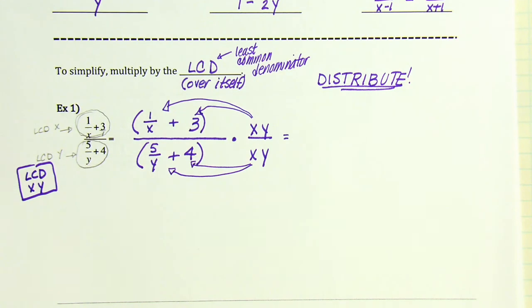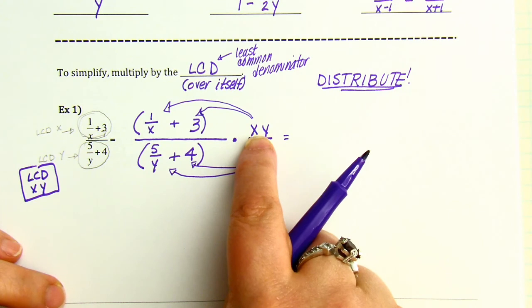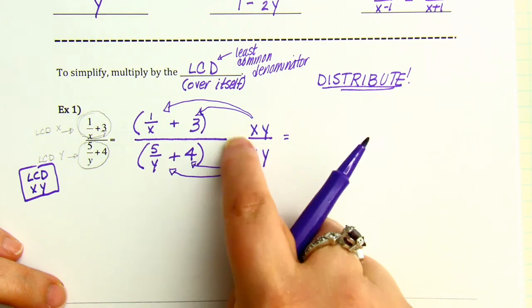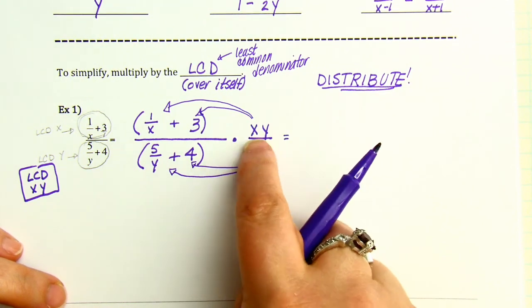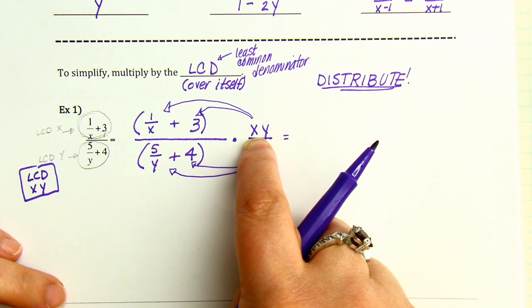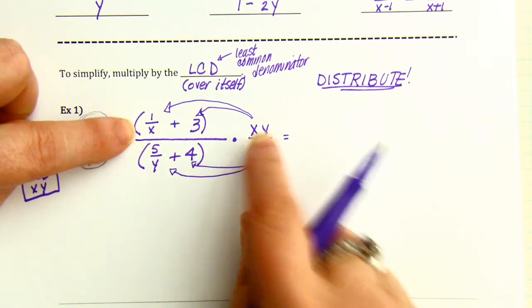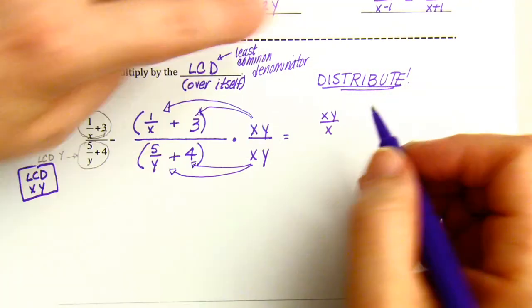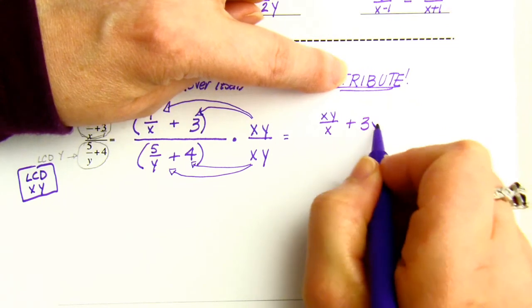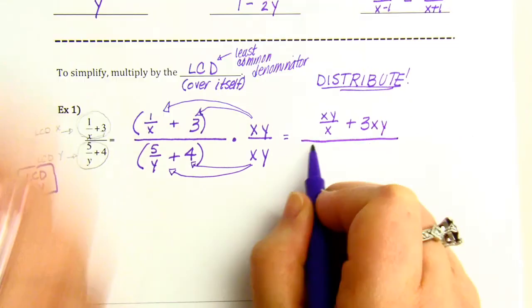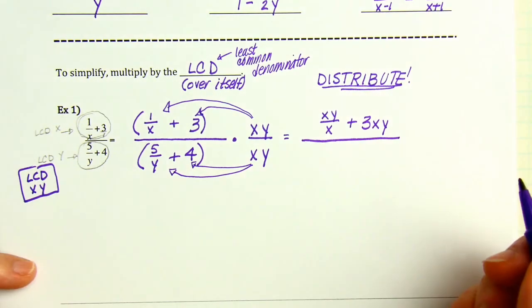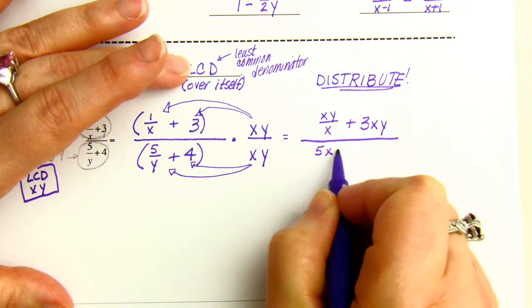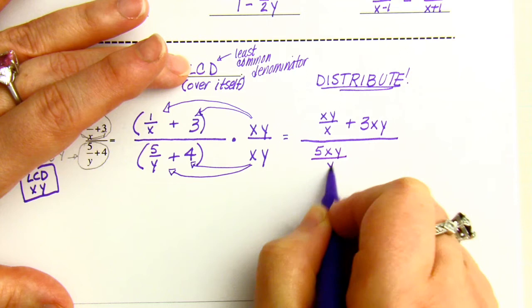So what do I get? Well, this is really xy over 1, right? This is not only the numerator of this fraction, but I could put xy over 1, it would be in the numerator. So when I distribute to this, I get xy over x plus 3xy. This fraction bar is this fraction bar. Here I get 5xy over y plus 4xy.